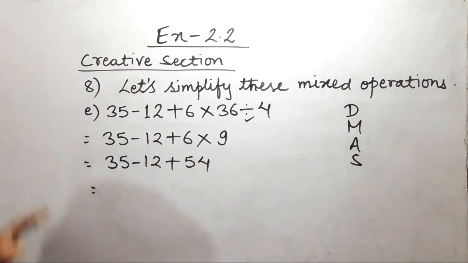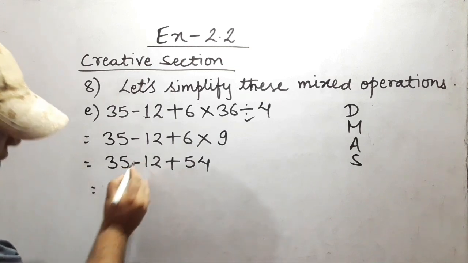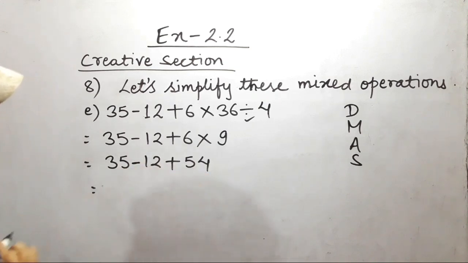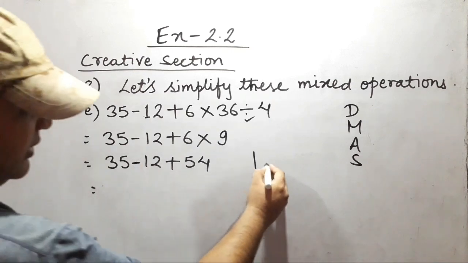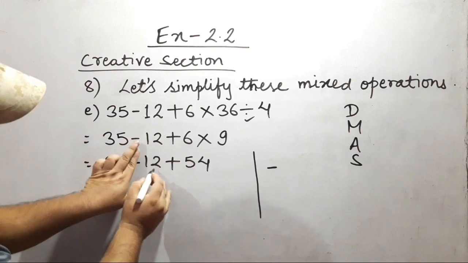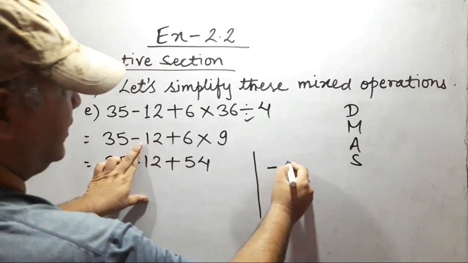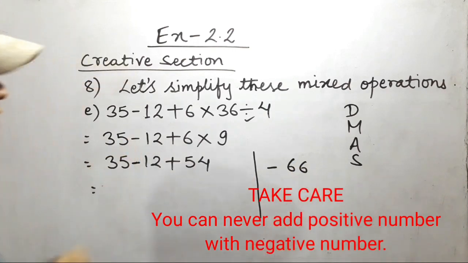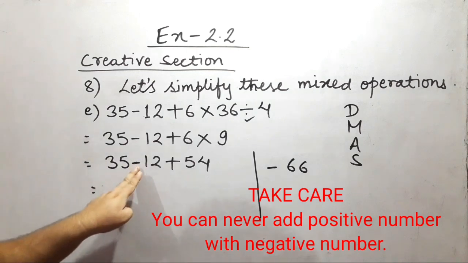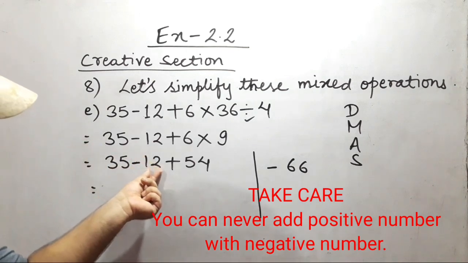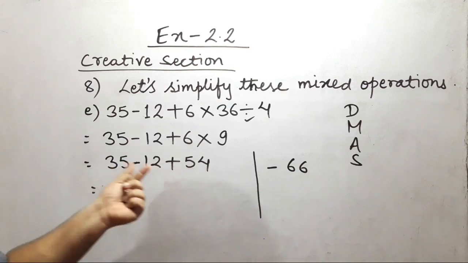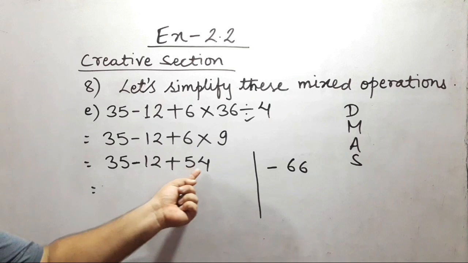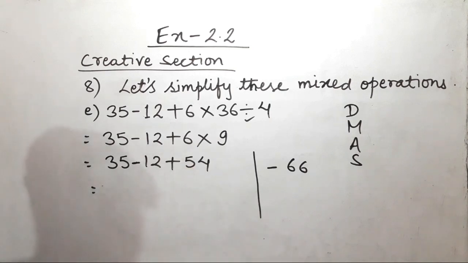Now let's see here, most of the students make a mistake. They leave this minus and they add 12 and 54. They just add and write 66, which is totally wrong. You cannot leave this minus and you cannot add this 12 with 54. Since this minus belongs to 12, 12 can never be added with 54. So never make this mistake.